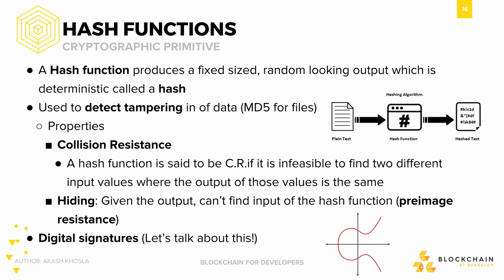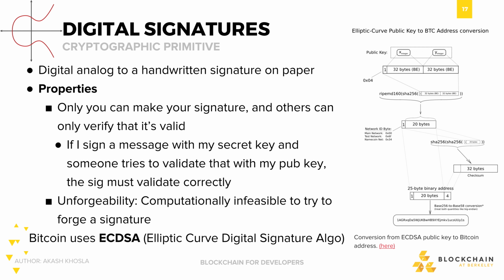Digital signatures are also very important primitives, which are related to hashing. These are essentially the digital analog to handwritten signatures on paper. They are used in generating Bitcoin addresses, and I'll talk about that in the next slide. But let's go over some fundamental properties of this cryptographic primitive. One thing is that only you can make your signature, and others can only verify that it's valid. So if I sign a message with a secret key, and somebody tries to validate that with my public key, the signature must validate correctly for it to be a real signature.